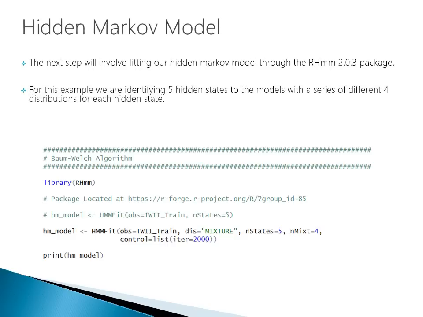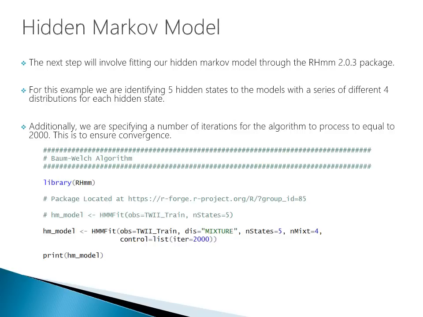For this example, we are identifying 5 hidden states in the model with a mixture of 4 different distributions for each hidden state. So this is a little more complex than what we were working with before. We have different distributions for each of these states that we're working with now. But if you see my commented section of the HMM model down below, this is how we would just have a simple 5-state hidden Markov model.